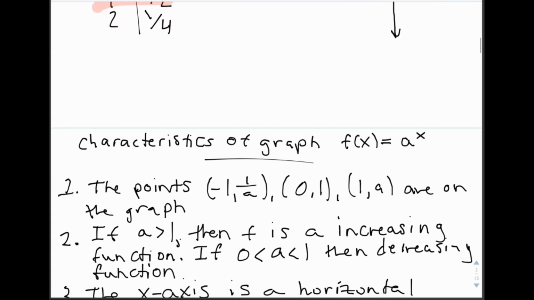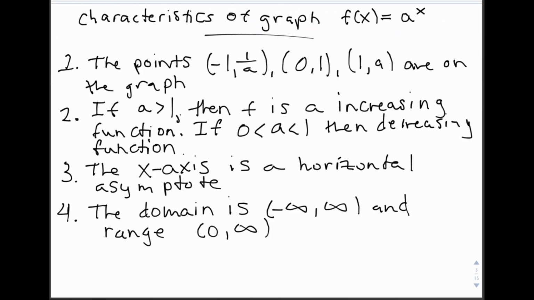Okay, so we have 2 more points here. We have point 3. So the x-axis is a horizontal asymptote. And finally, the domain is -infinity to infinity, and the range is 0 to infinity. So that x-axis is going to act as a horizontal asymptote, which means that our graph is going to get very close but not quite touch it.